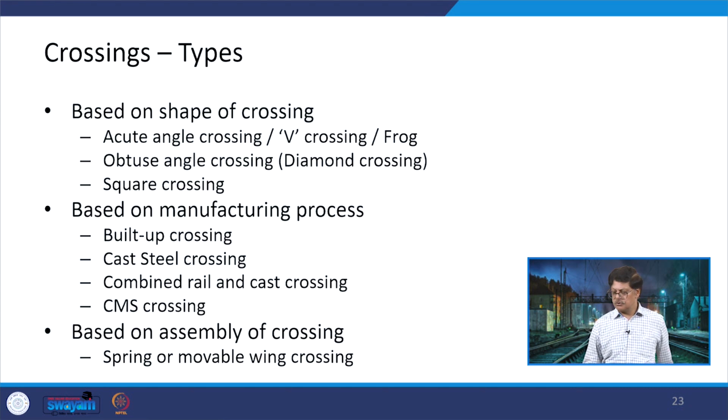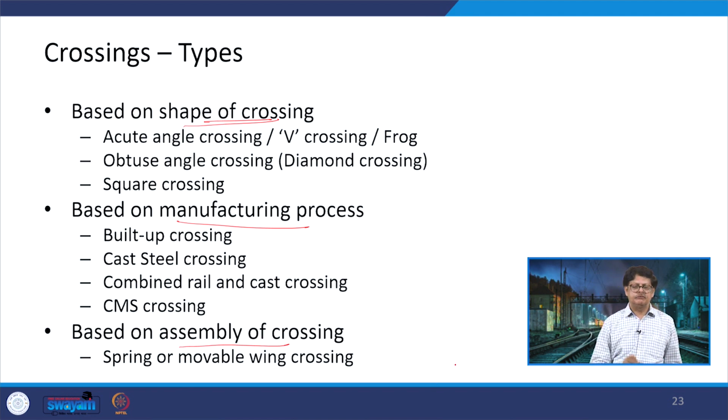Now, let us look at the crossings. There are different types of crossings and they can be defined by different criteria. First is by the shape of the crossing, another is the manufacturing process, and the third is based on the assembly of the crossing.